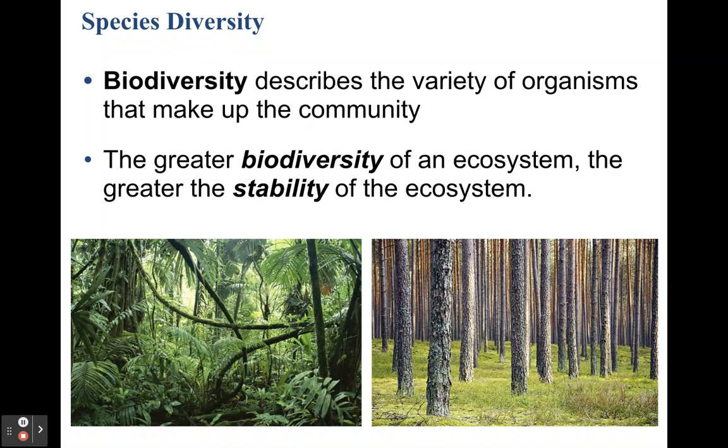And so biodiversity can be seen on the picture on the left here, the tropical rainforest, high level of biodiversity. This is a very stable environment. On the other hand, you have this pine forest, which is just made up of a single species. It's a monoculture. And if there would be a virus or a disease that affected these trees, it could wipe out the entire forest. There's actually an example of this I'll just mention quickly.